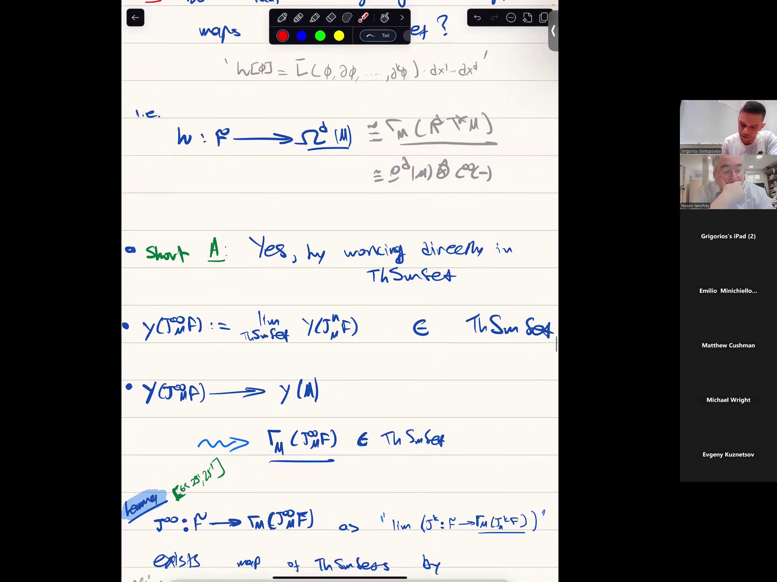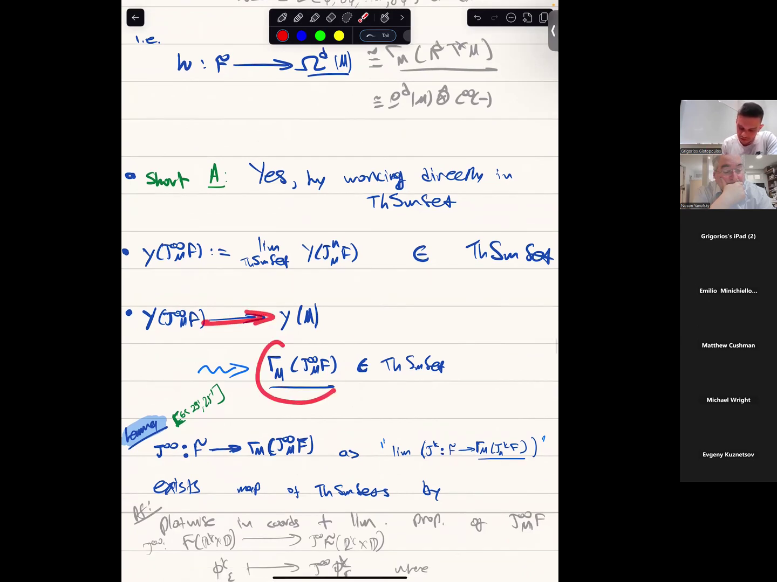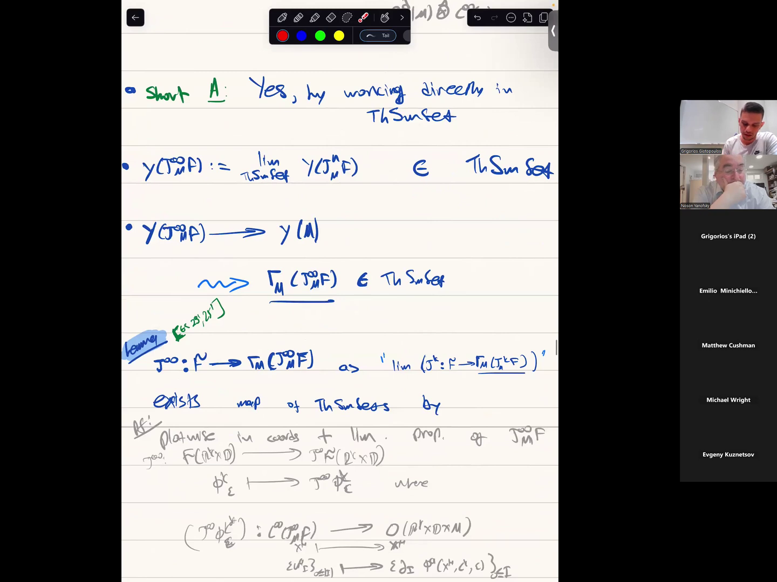Well, you embed all your, first of all, your finite jet bundles. These are finite dimensional manifolds. You can embed them, take the limit in here, you get your infinite jet bundle, and you check, well, you have maps, it becomes a bundle over M. So you have sections of this in this thick and smooth set way of defining them, fine. And here's the lemma: the jet prolongation defines a map of thick and smooth sets as such, okay?